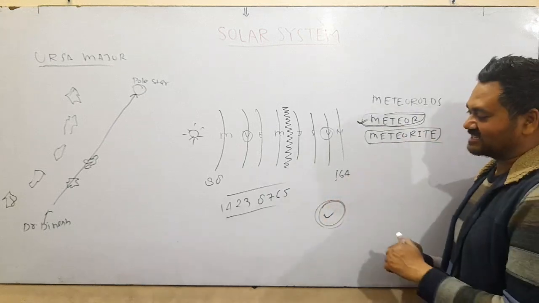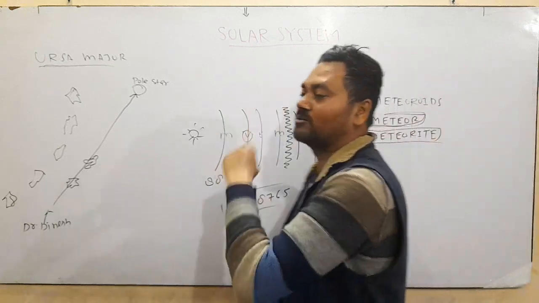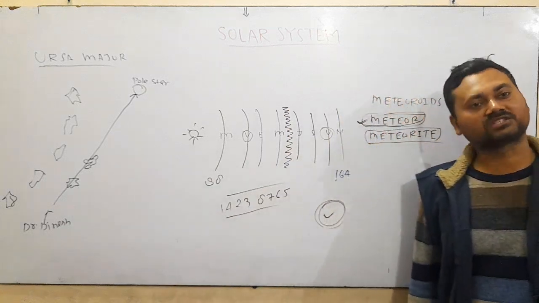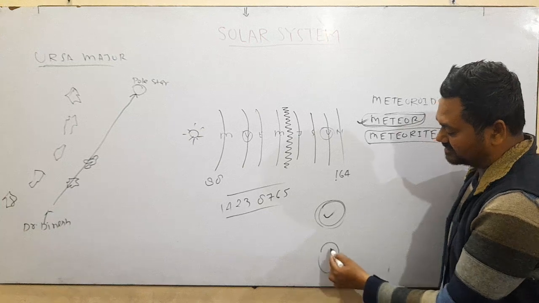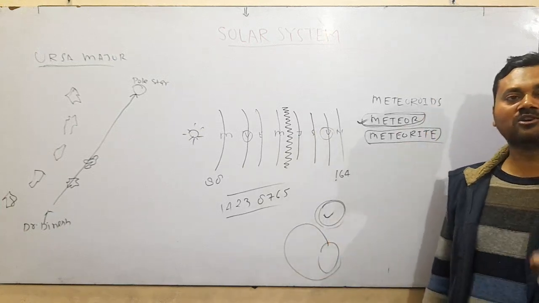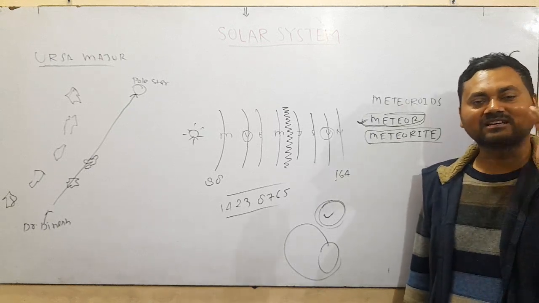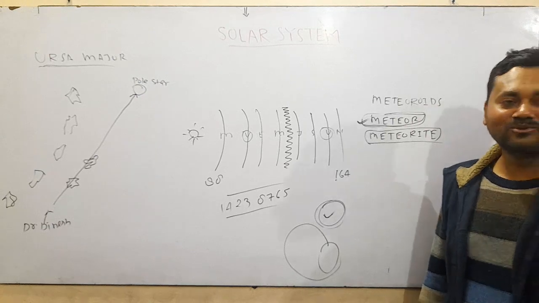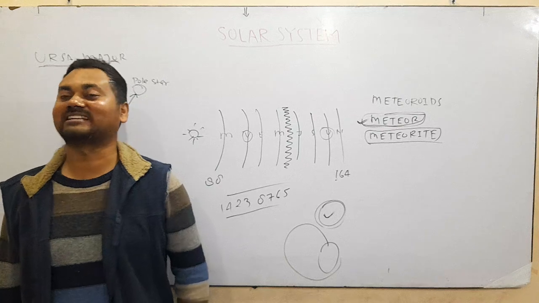The second condition is that the body must revolve around the sun. Pluto was also fulfilling the second condition. Pluto was revolving around the sun. And Pluto was spherical in nature. But Pluto was not fulfilling the third condition. And what was that third condition?